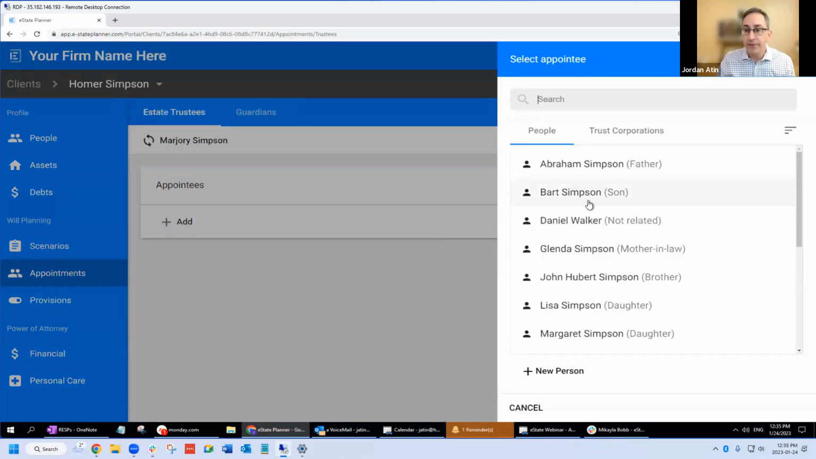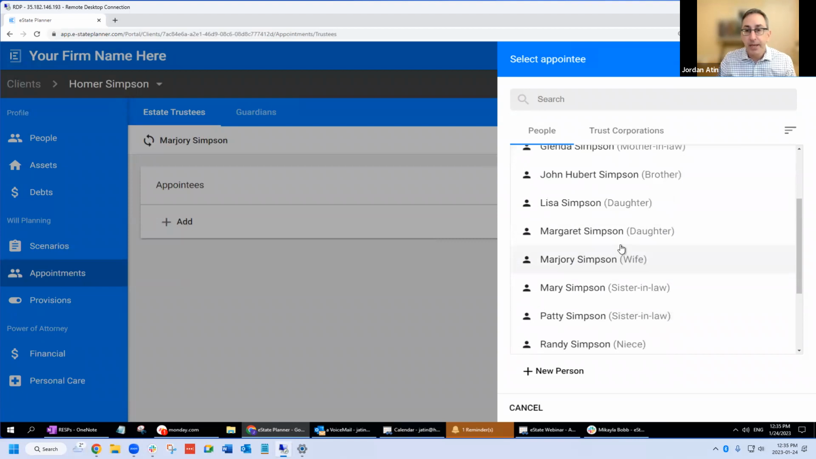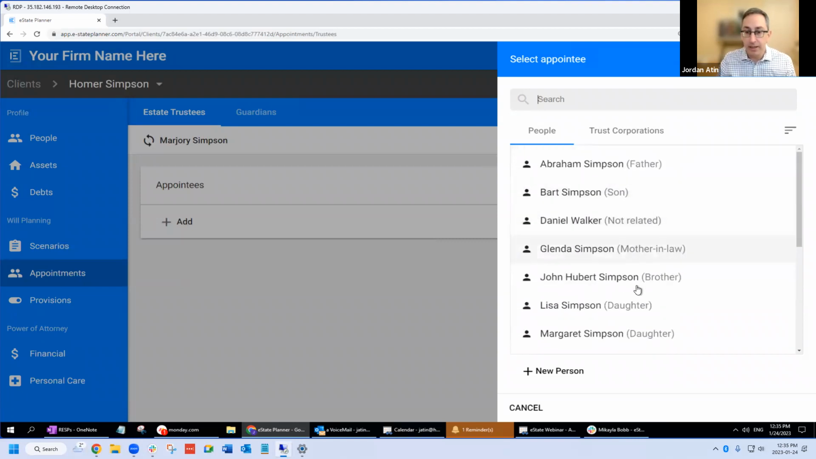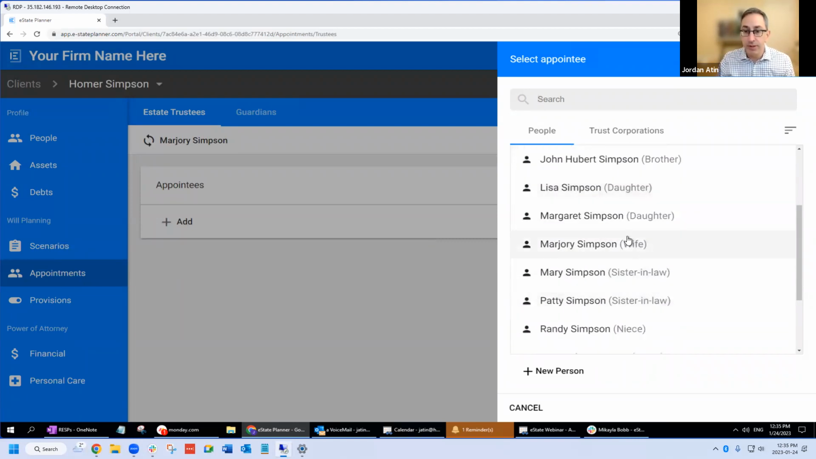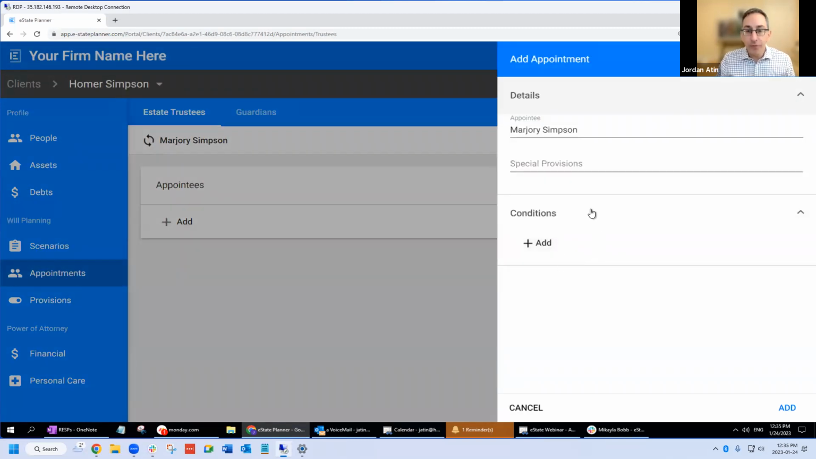Up comes the list of everybody who is in our family tree or has been added as a person, and we can very easily just pick whoever we want. In this case, the most typical one, let's just pick the spouse as the first estate trustee, what we call the primary estate trustee.